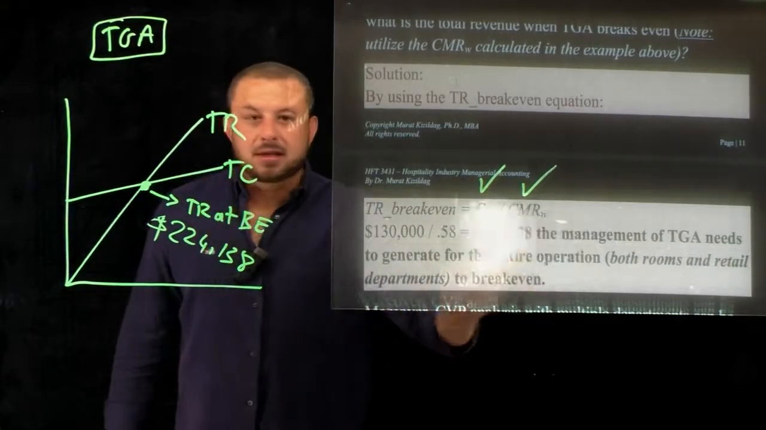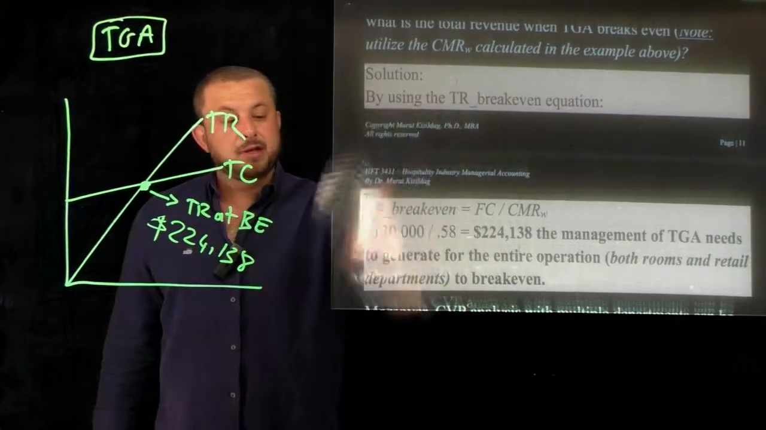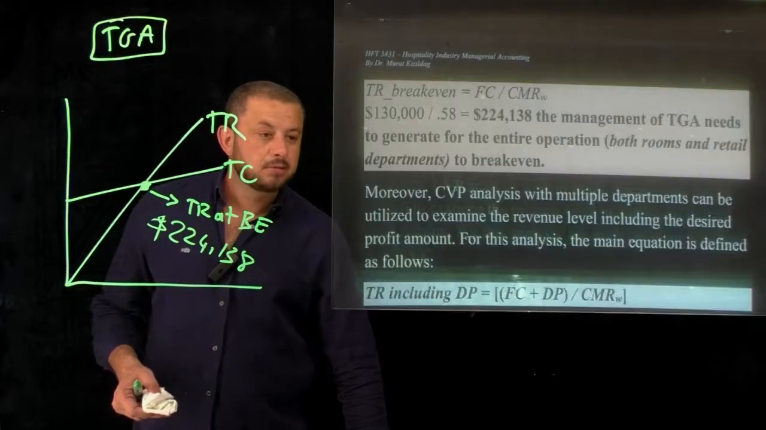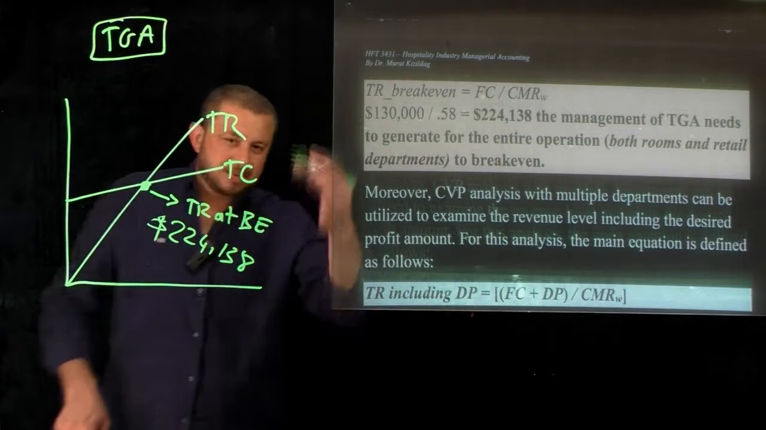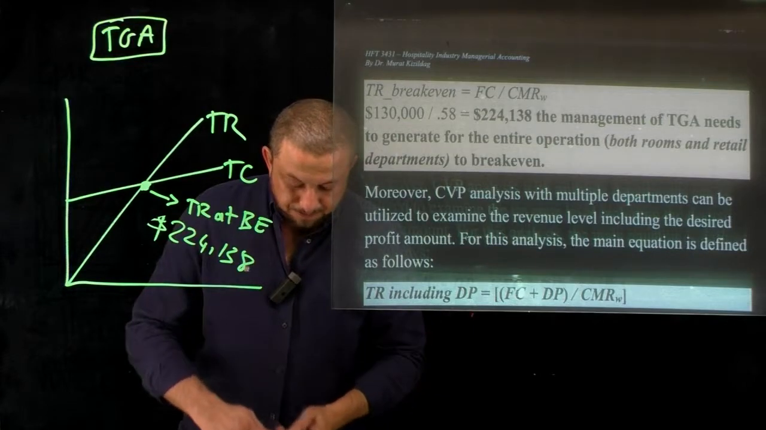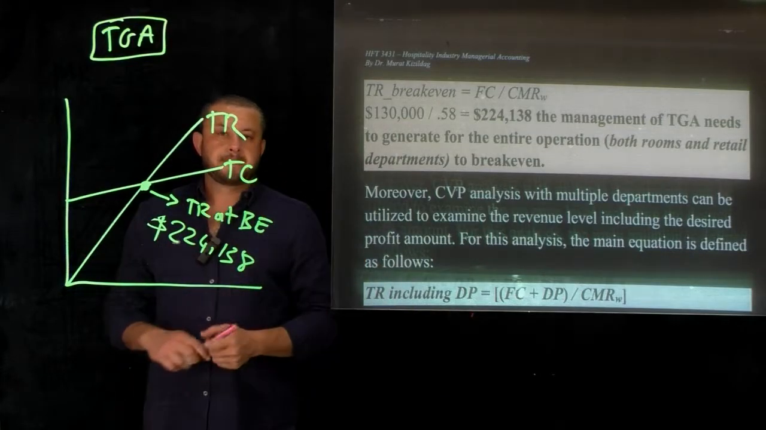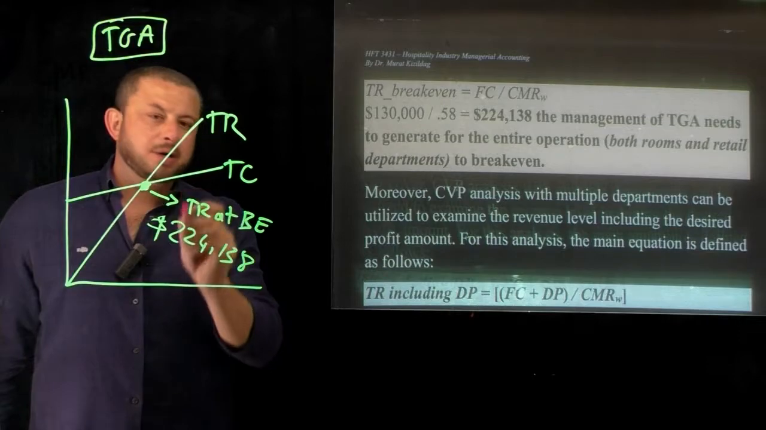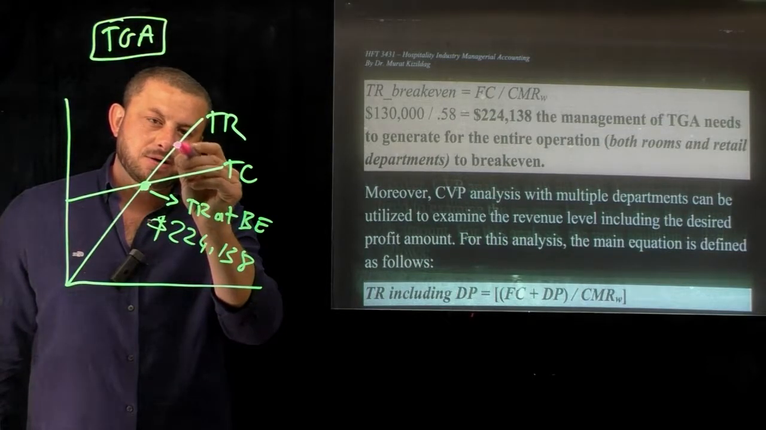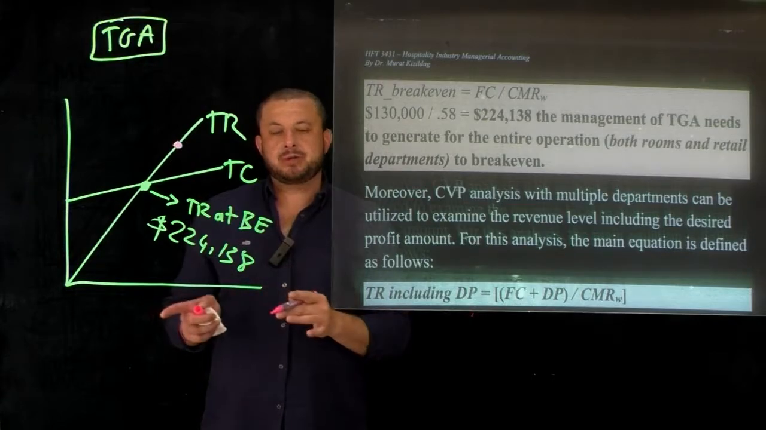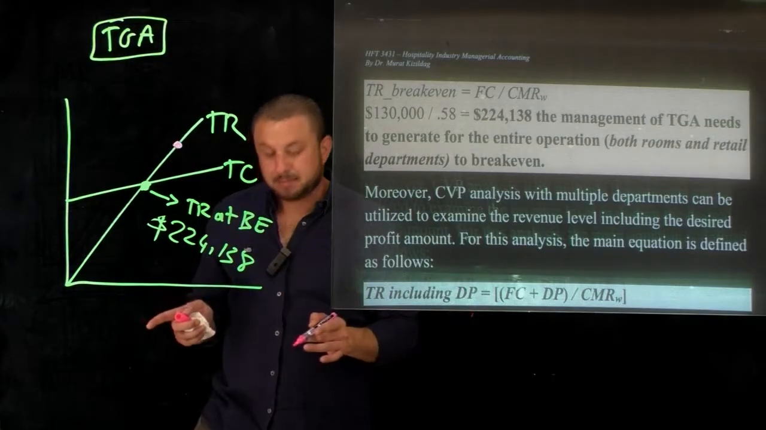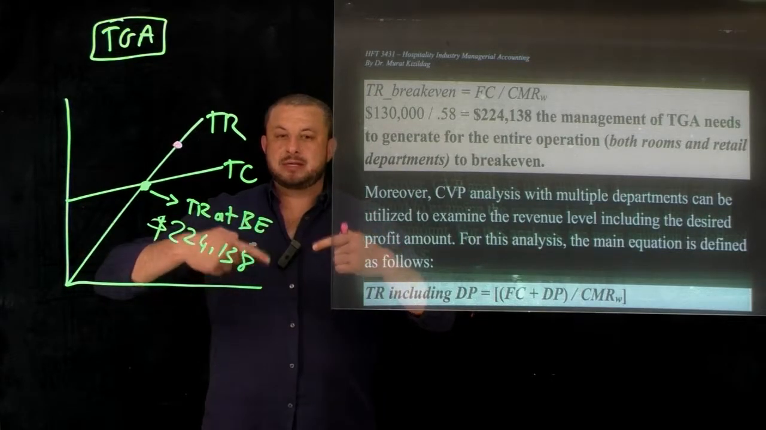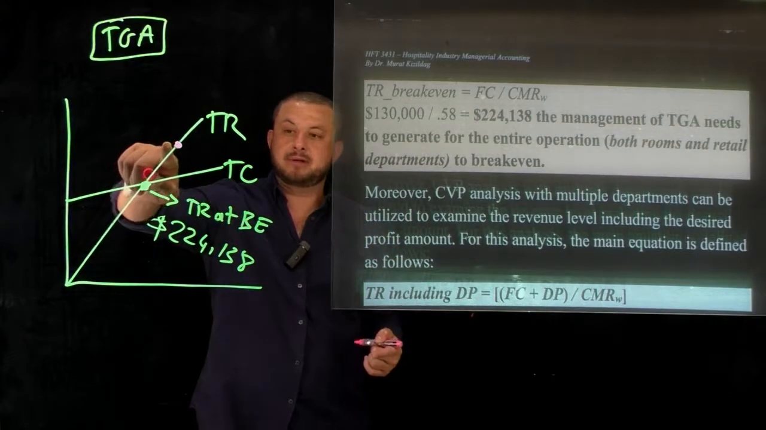Well, clearly CVP is not just this. We have seen only two situations so far. What if I would like to find out a certain amount of profit, a desired profit, for TGA? Just like break-even units, where we solved for the number of units that need to be sold at the DP level.